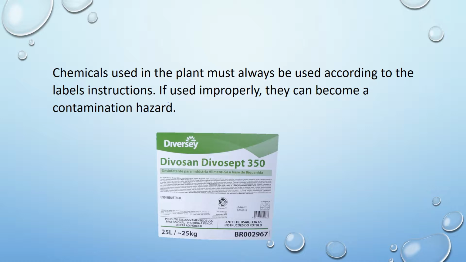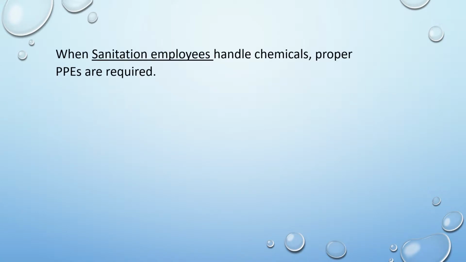Chemicals used at the plant must be used according to the label's instructions. If used improperly, they can become a contamination hazard. When sanitation employees handle chemicals, proper PPEs are required. Remember, only sanitation employees should be handling chemicals.